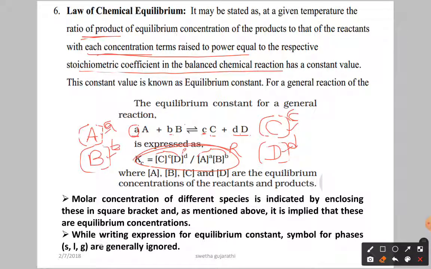Next, while writing the expression for the equilibrium constant, the symbols for phases, such as solid, liquid, gas, are generally ignored. For example, this is a solid, this is a liquid, this is a gas, but while writing the equilibrium expression we do not express any phase, okay. That you have to remember. Go for the next slide.